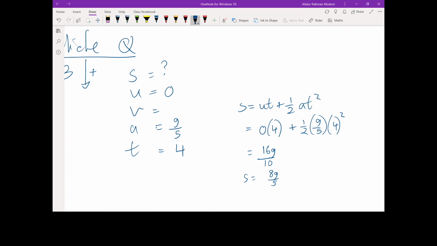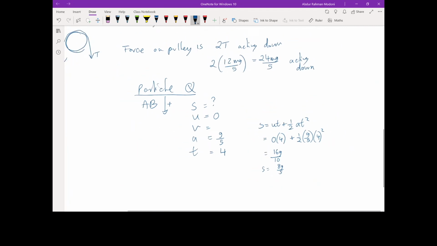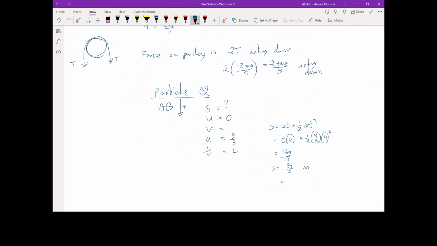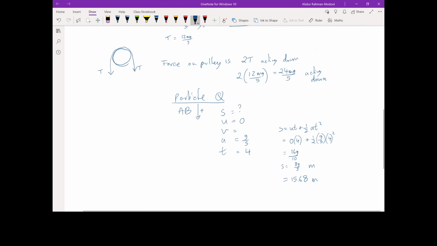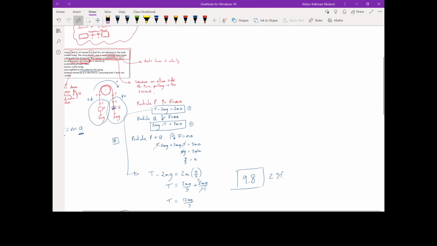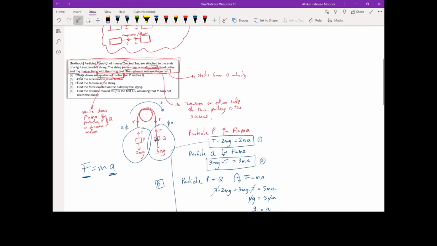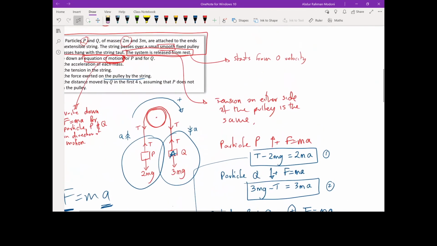Whatever that is, state it to 2 significant figures, that's fine. 15.68. You could write it as 16, or 15.7 would be accepted. Sometimes students state it to a higher level of accuracy than 2 significant figures. It's fine, but don't state anything less than 2 significant figures. There you go, complete question. So we've seen a pulley question. It is simply applying F equals ma and so forth to that particular scenario.